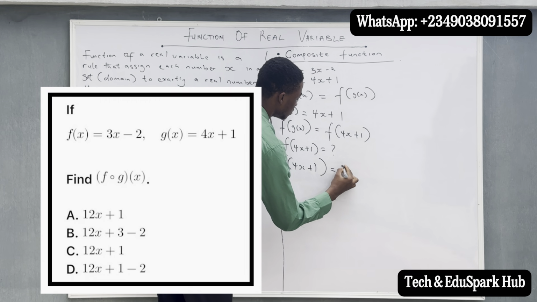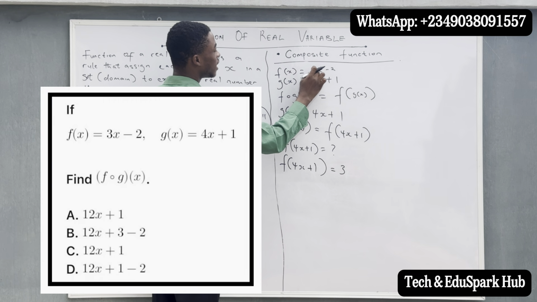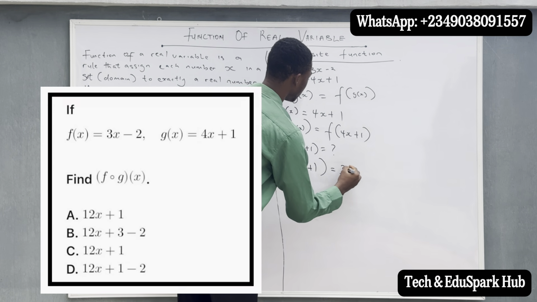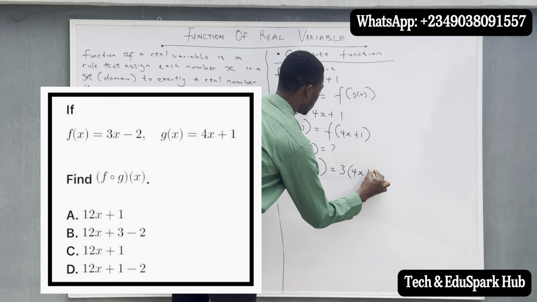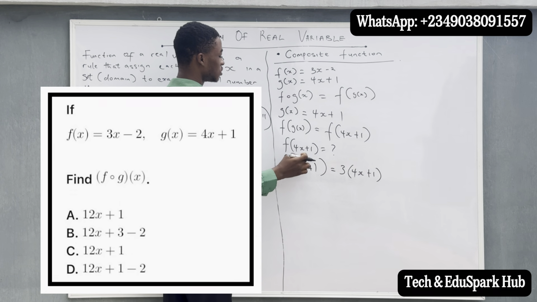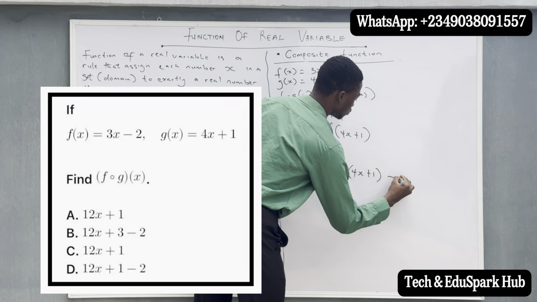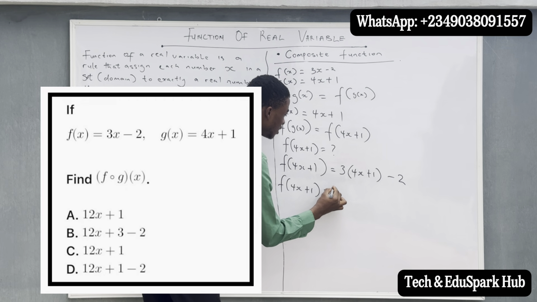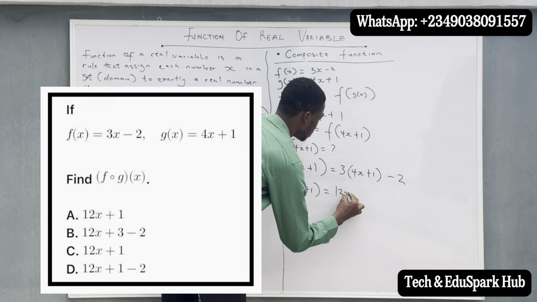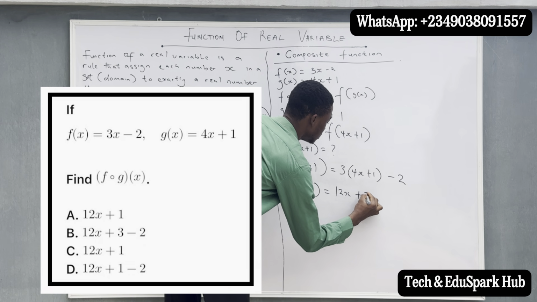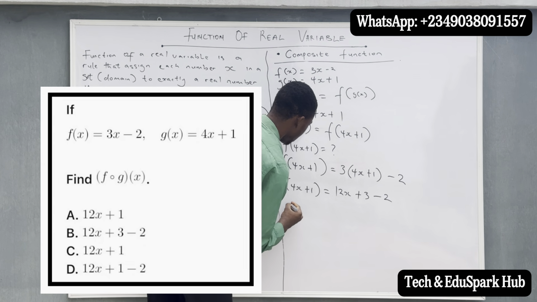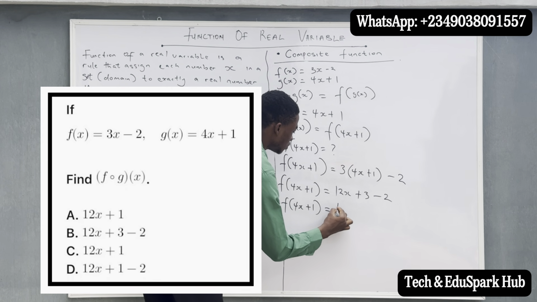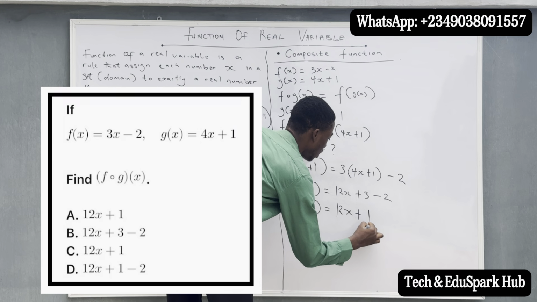So in doing this, we have our f of 4x plus 1 to be equal to, so we have our 3. So instead of writing 3x, we have to substitute it with 4x plus 1. So we have 3 open bracket 4x plus 1, because we have to substitute this x with 4x plus 1. And we now have minus 2. So our f of 4x plus 1 will be given as 3 multiplied by 4x will give us 12x. So we have 3 multiplied by 1 will give us plus 3. And we have minus 2. So our final answer, which is f of 4x plus 1, will be given as 12x plus 1.